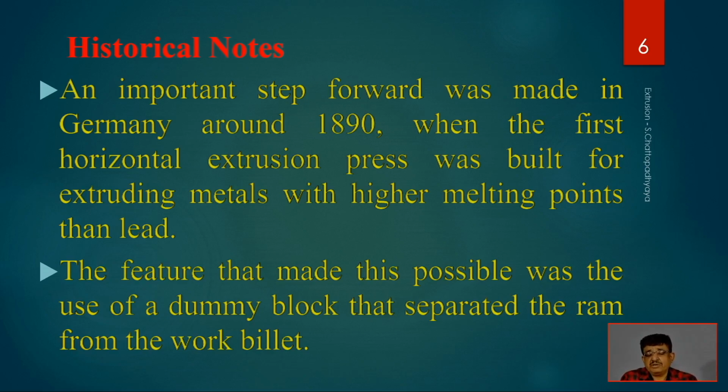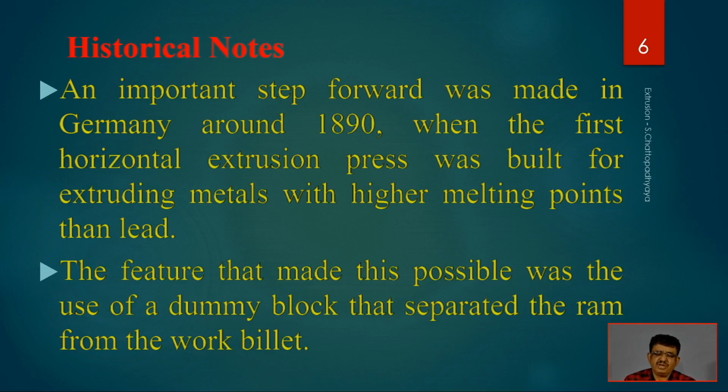Another important innovation took place in the then Germany. In 1890, Germany was geared up for its late industrial revolution entry in the world. At that point of time, the first horizontal extrusion process was built for extruding materials with higher melting points than lead. Lead has a lower melting point, so extrusion becomes easy. But whenever the melting point is higher than a material like lead, it is very challenging. A huge amount of force will be required.